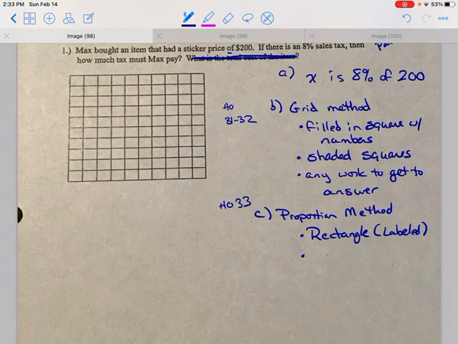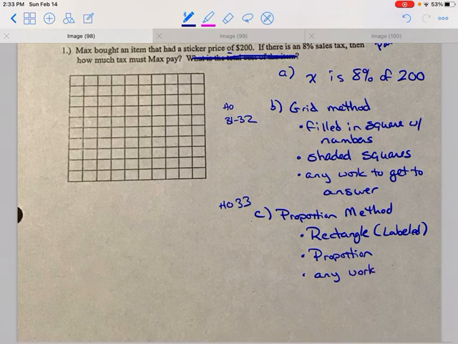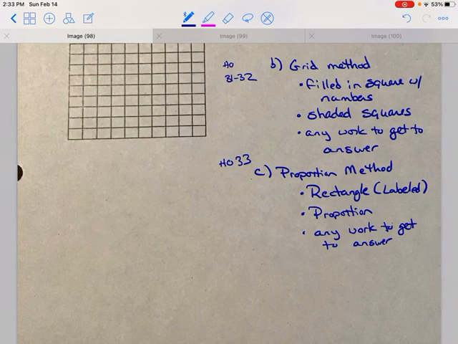All right, so I want to see your rectangle labeled. I want to see your proportion and any work to get to the answer. Now you should already know the answer, right? Because you already got the answer in part B. So keep in mind that you should get the same answer every time.